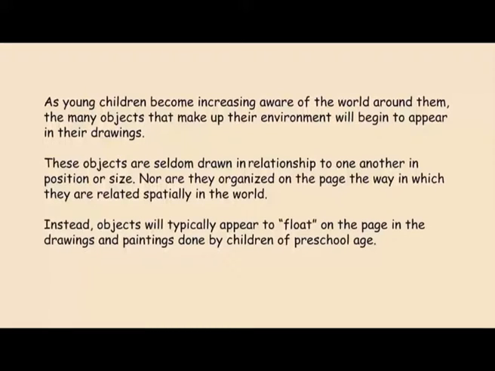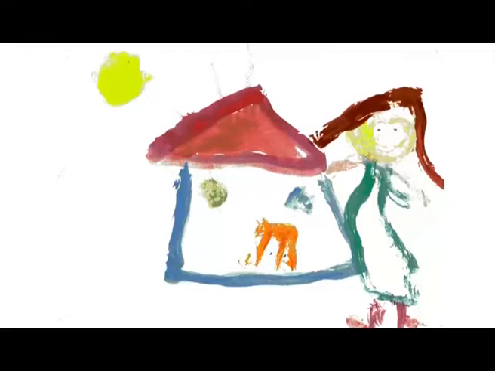These objects are seldom drawn in a relationship to one another, in position or size, nor are they organized on the page the way in which they are related spatially in the world. Instead, objects will typically appear to float on the page in the drawings and paintings done by children of preschool age. So, this is obviously a painting done by a very, very small child, and once again what may look like a meaningless thing to us can actually have a very, very serious kind of content for the child who is making it.